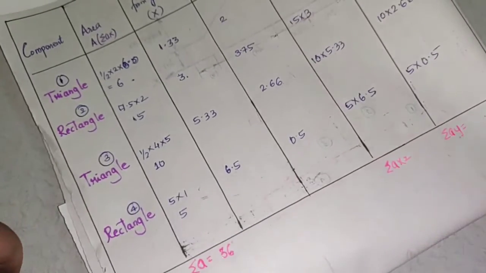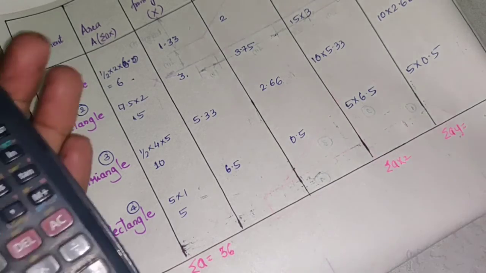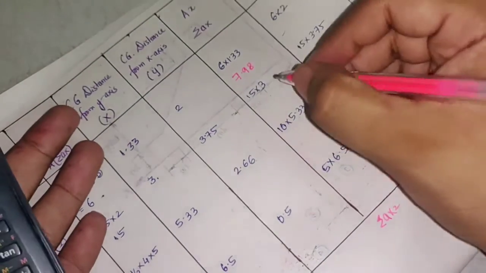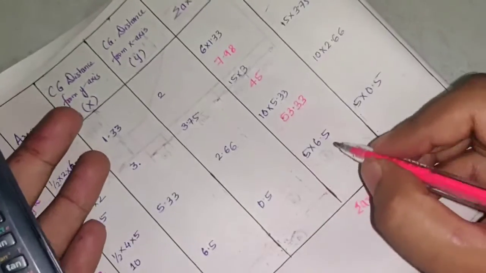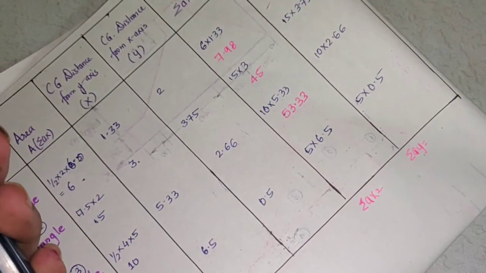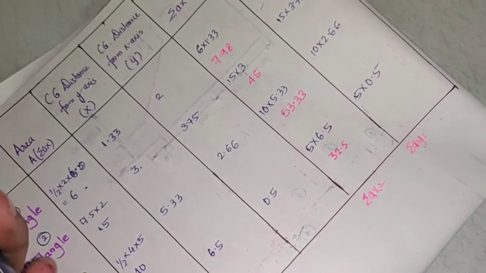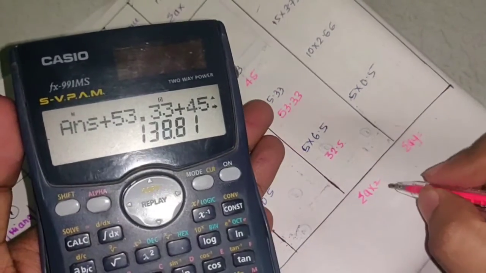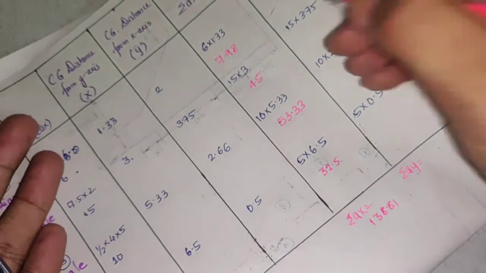Then A into x is 6 into 1.33, which is 7.98. Then 15 into 3 is 45. 10 into 5.33 is 53.33. Then 6.5 into 5 is 32.5. So add all that, and we'll get the required A into x. So A into x is 138.81.